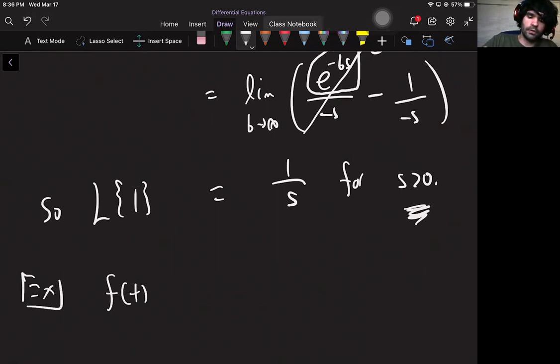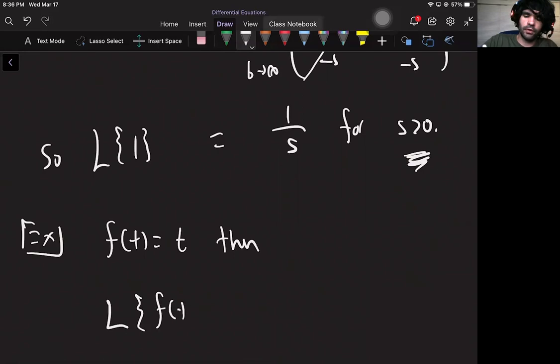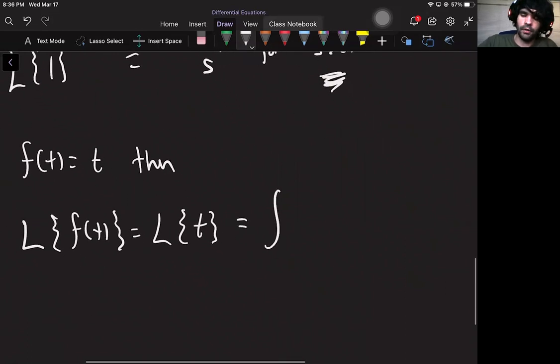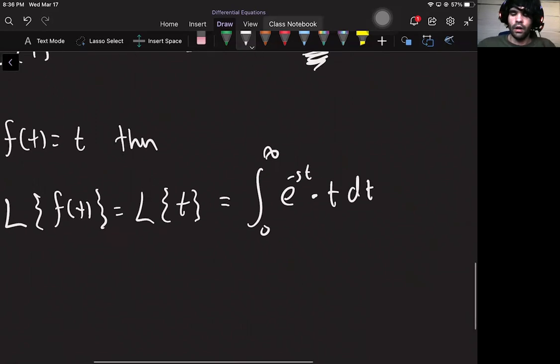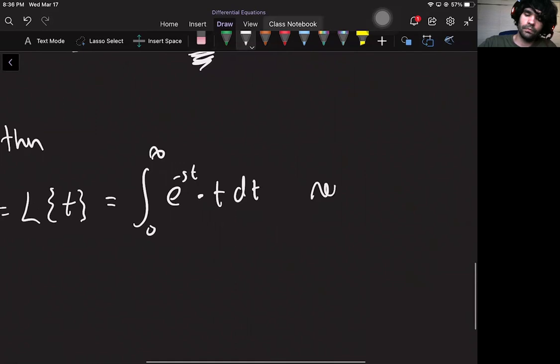So let's just think about the function f of t equals t. So then the Laplace transform of this function, it's going to be a little bit more complicated. So this doesn't change, e to the negative st. Now this is times t dt. And now we're going to have to bring in integration by parts to do this integral, unfortunately.